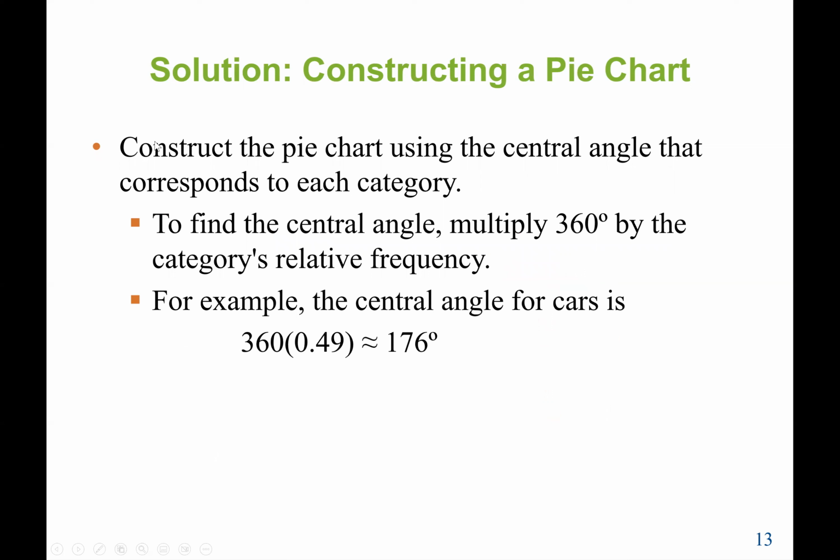So let's see an example here. They say we should construct the pie chart using the central angle that corresponds to each category. Now remember, for a circle, the total angle is 360.